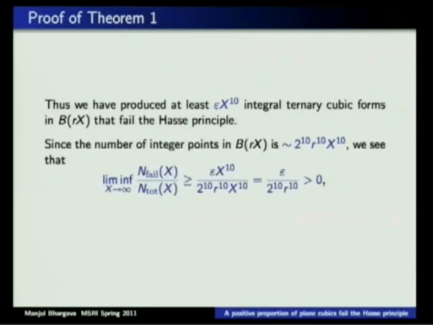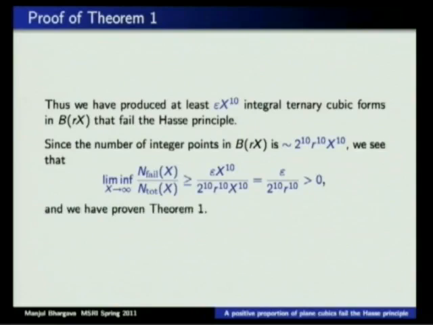And so what that means is that epsilon times x to the 10th things fail the Hasse principle in this box, and the number of elements in the box is also on the order of x to the 10th. So a positive proportion of things in the box also will fail the Hasse principle. Okay, and so that proves theorem 1.